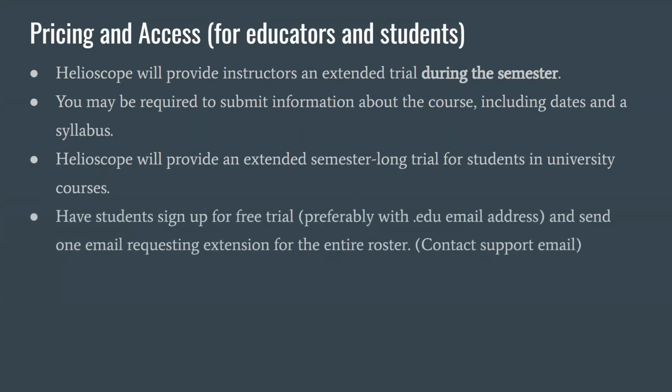It is easier to have your whole class sign up together, and you send one email requesting an extension for everyone on your class roster. So this is using the contact support email, and at the bottom of any of their websites it says contact support. I think it's support at Folsom Labs or something like that. It's just their default. I just send an email saying, hey, could you please extend the trial for these following students with their email address? It's a whole lot easier to do it all at once for you and for the HelioScope team.